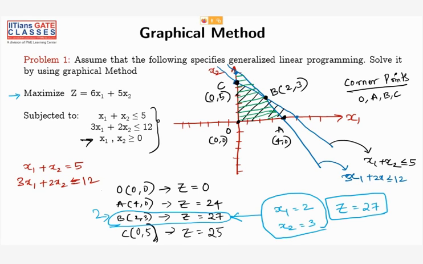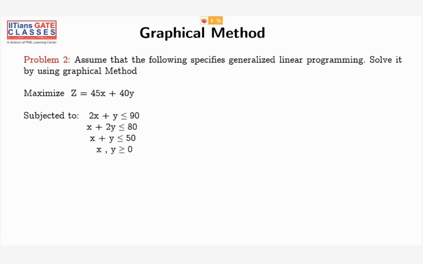Can you try this problem and let me know the answer? There are 3 constraints here. You have to plot the 3 onto your graph and tell me what the maximum value of Z is and at what values this maximum is reached, that is, what are the values of x and y. Please try this.